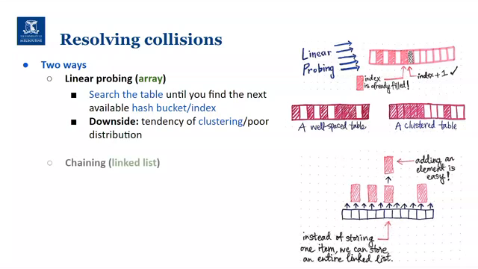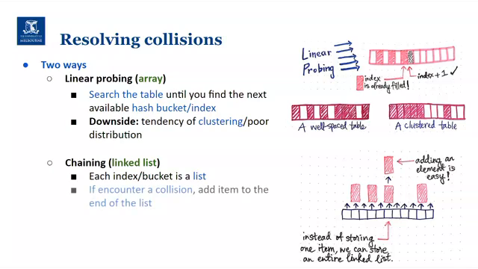And alternatively, we can do something called chaining. So using our hash table as a linked list. We would still have a fixed number of buckets, but each bucket in this case is actually a list. So if you have a collision, you add another element to that list instead of storing it someplace else. So what's the problem with this?